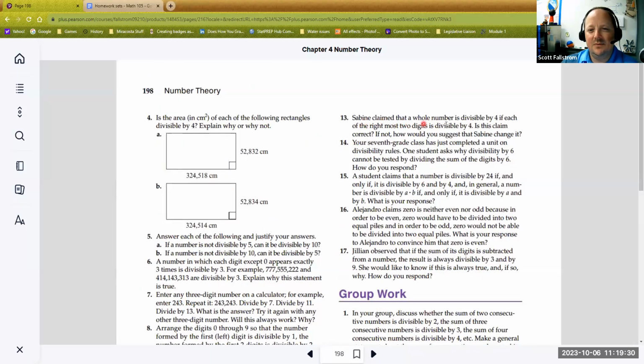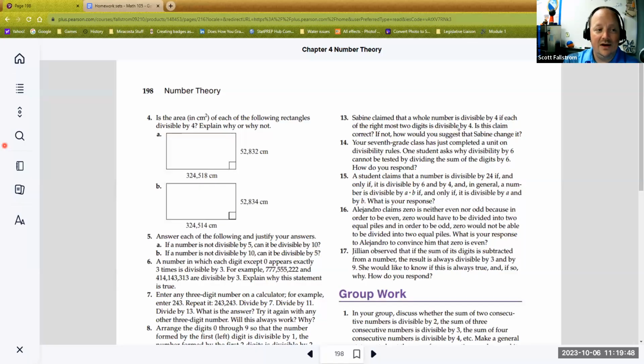Let's see here. Sabine claimed the whole number is divisible by 4 if each of the rightmost 2 digits is divisible by 4. Okay. Now this is different. So again, sometimes students read through the wording of the question, I should say. It says if each of the rightmost 2 digits is divisible by 4.